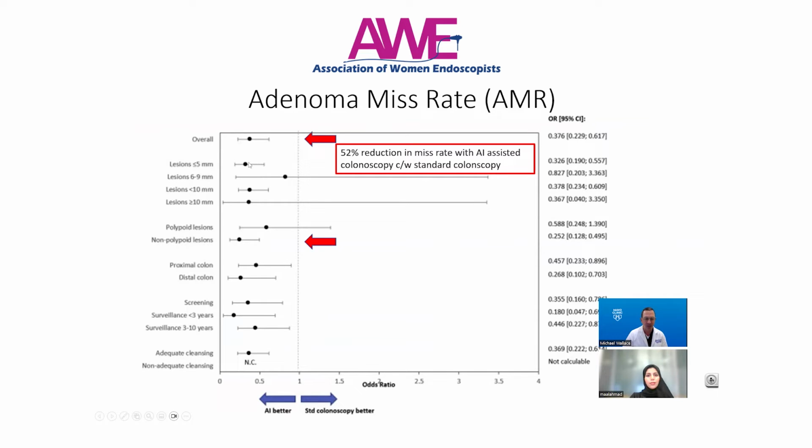And there was a lower miss rate for every single range of polyps, whether it was diminutive, small, or larger polyps, although statistically it wasn't significant for the largest polyps. It was also statistically most significant for the so-called non-polypoid, your sessile and flat polyps. And as in the previous study, it was true for both proximal and distal polyps. It was true for various indications such as screening, early or late surveillance.